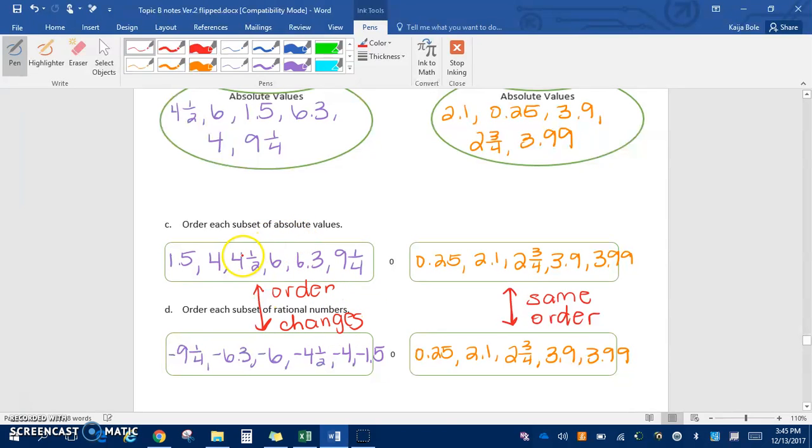Alright, and then if we look at the top part where it says to order the absolute values, this doesn't really make sense when we have 0 in the middle here, because these numbers could be over here on the right hand side, but on the bottom, if we're just ordering the rational numbers, then they're definitely all in order.